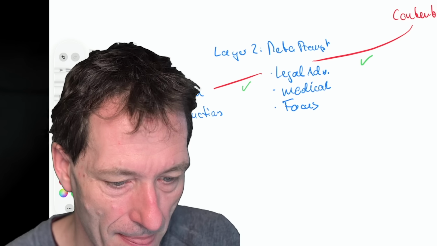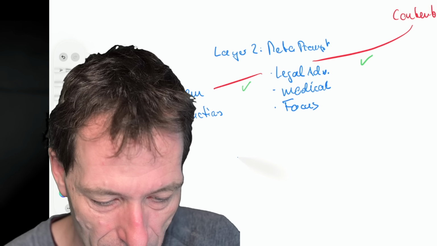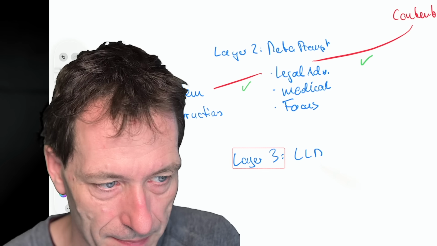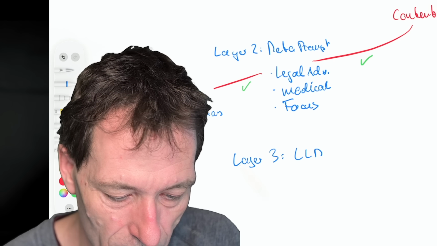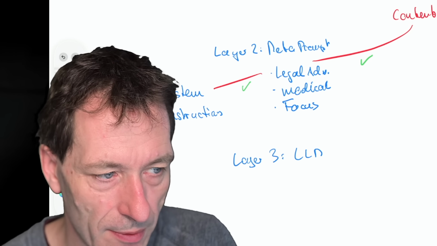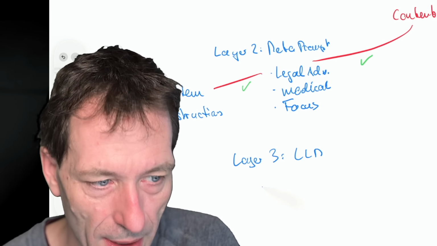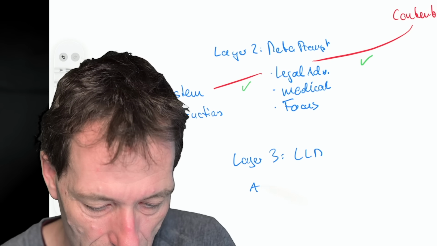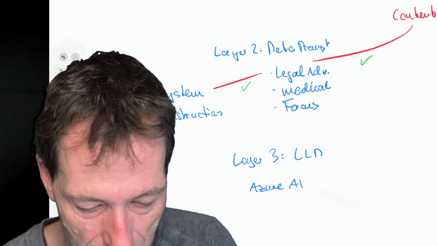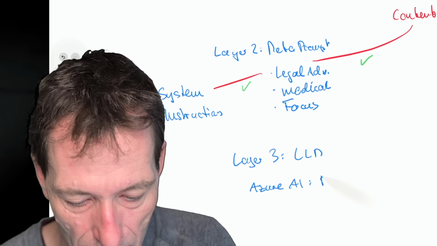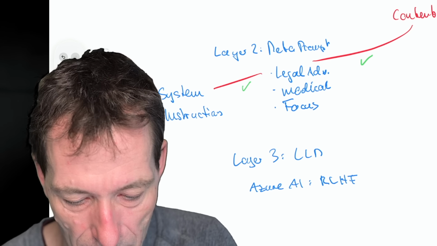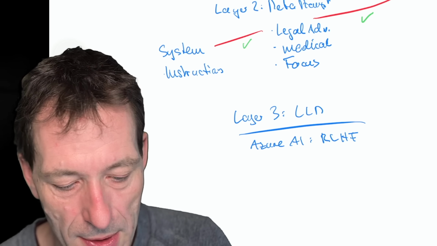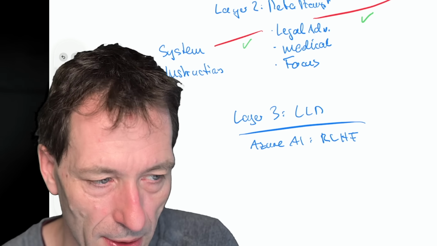And then layer 3 is a large language model, which means the model itself is trained for safety. Azure AI is trained with RLHF, it's an abbreviation. So that's security measures. The model itself looks for security, but that's layer 3, right?